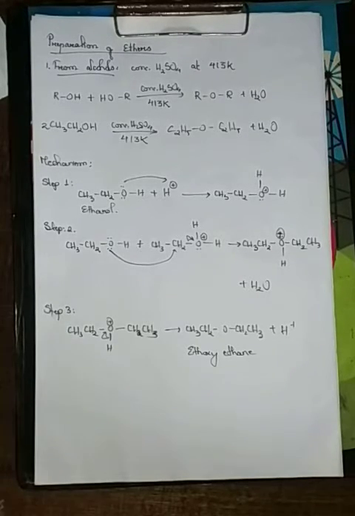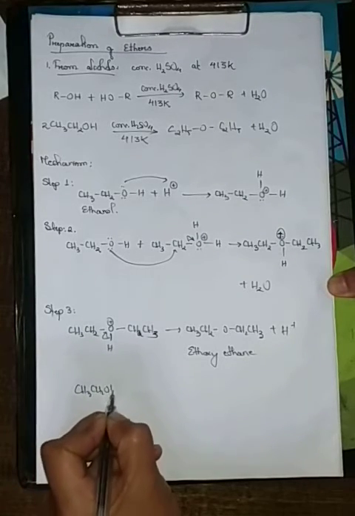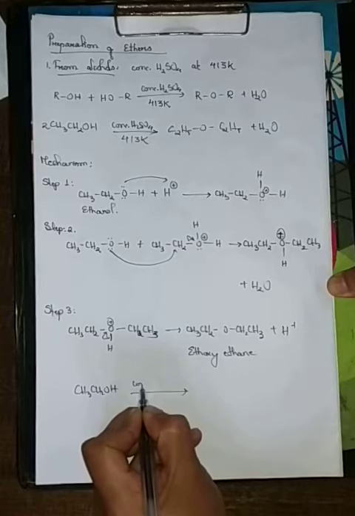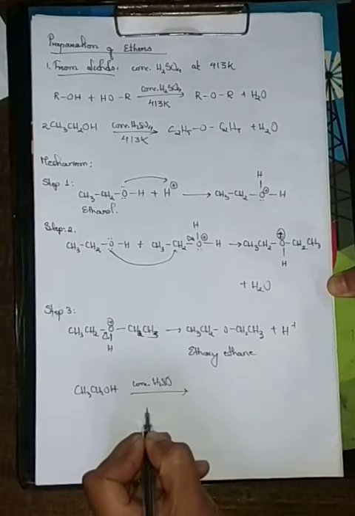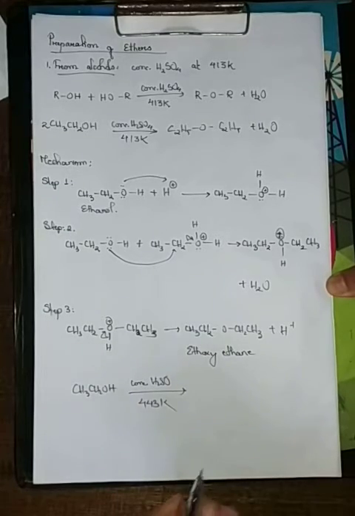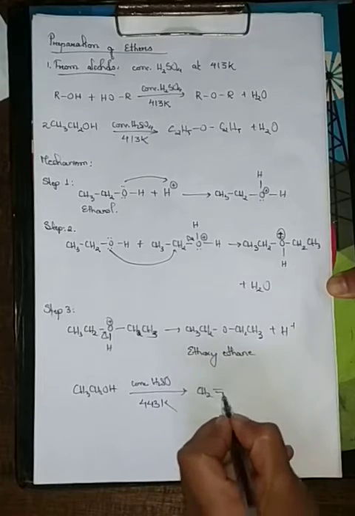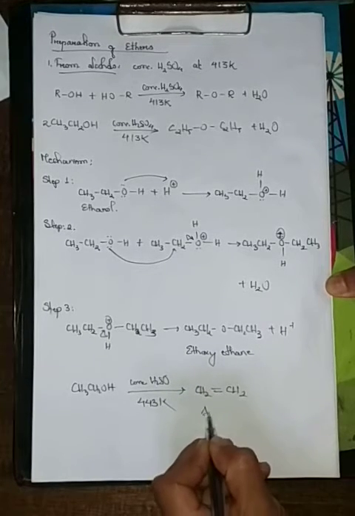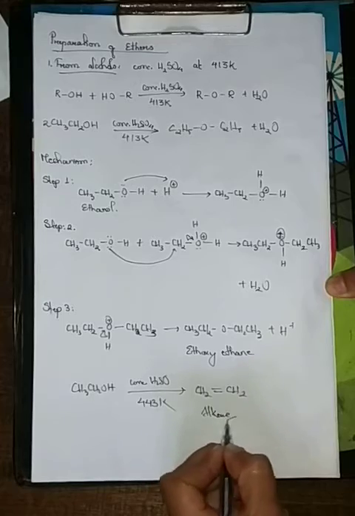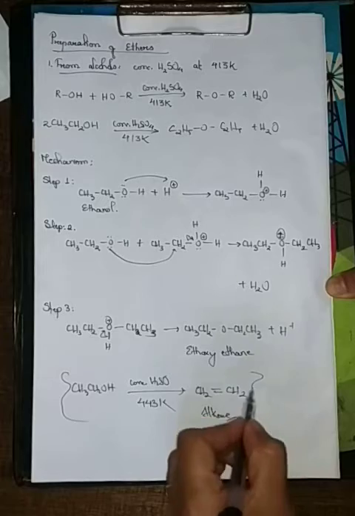Now, however, at a different temperature, if we take an alcohol CH3CH2OH in concentrated H2SO4, and the temperature is increased to 443 Kelvin, instead of undergoing dehydration to an ether, we will be getting an alkene molecule. An alkene is generated when the temperature is raised from 413 to 443 Kelvin.